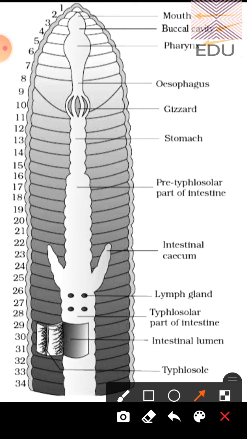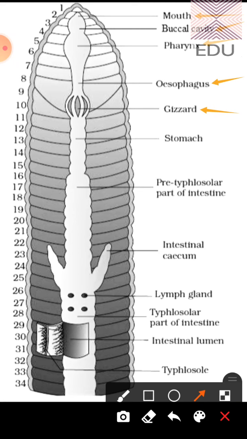So far we have discussed the parts of the alimentary canal. The next part in the alimentary canal is the esophagus. So students, this is a pipe-like structure and it extends from the 5th to the 7th segment. This is passing the food, after some digestion in the pharynx, to the next part, which is the gizzard. And this is a very, very important part in the earthworm.